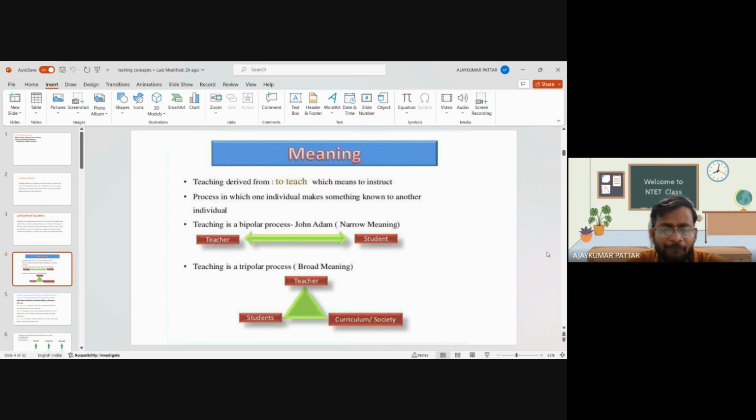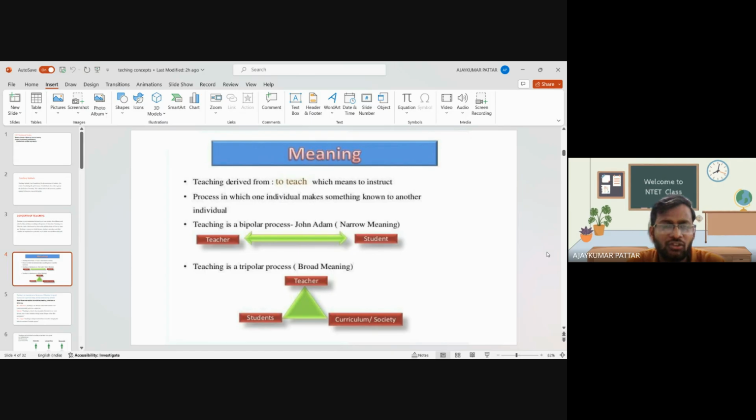But now actually another one is added. Now what is there, that is quadripolar. Quadripolar means four quadrants. One is teacher, one is student, one is curriculum, another one is teaching learning environment. Now the concept tells that teaching is quadripolar. What are the components? One is teacher, another is student, another is curriculum, fourth one is learning teaching environment. So now teaching is a quadripolar process.